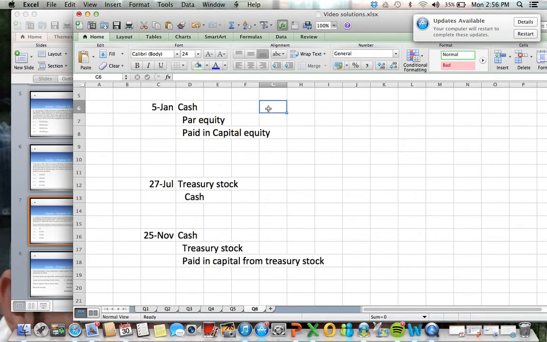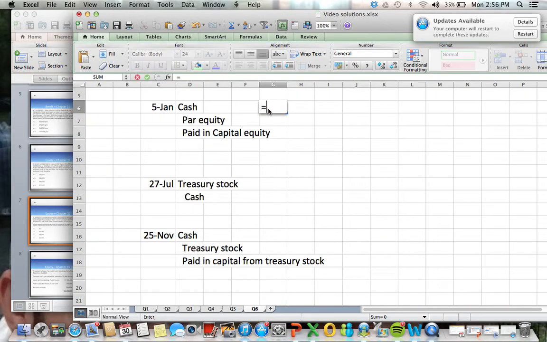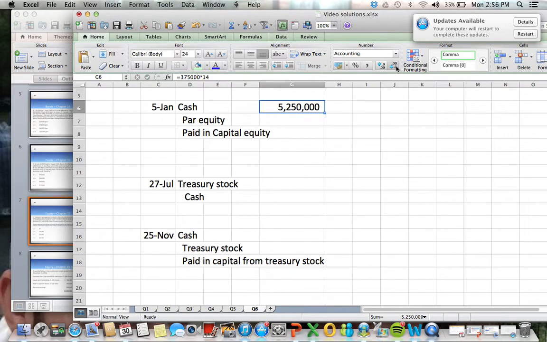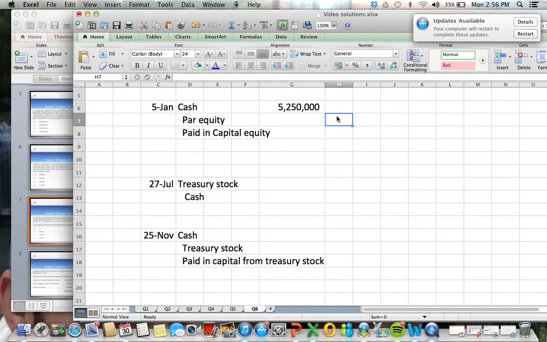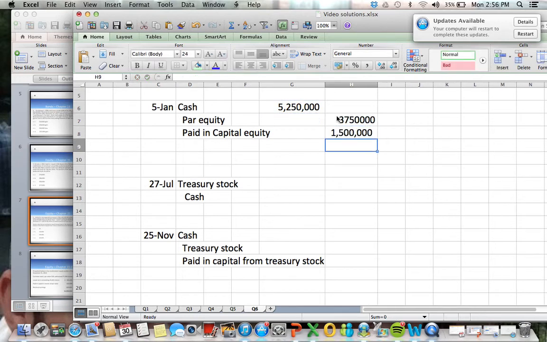So at first, what happened? We had issued 375 shares at 14. Okay, so how much cash do we have? 375,000 at 14. Okay, this is how much we're getting. Now, of that, par is going to be 10. So for each share, 375,000 shares times 10 is going to be par. And paid-in capital will be the rest.